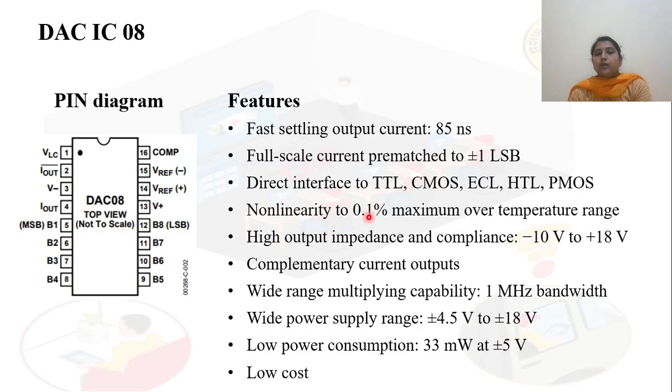Non-linearity to 0.1% maximum over temperature range. Output impedance and combined lens minus 10 to plus 18 volt. Complementary current output. So here, what form do I get the output in? This IC has both the actual Iout current output, and with that the IC has complementary current or inverted current output.